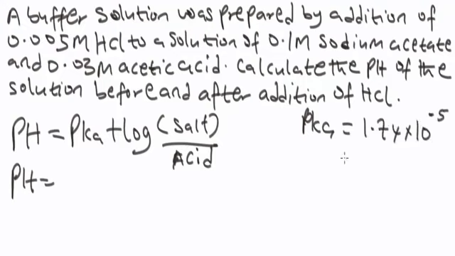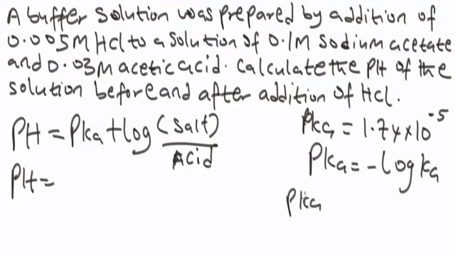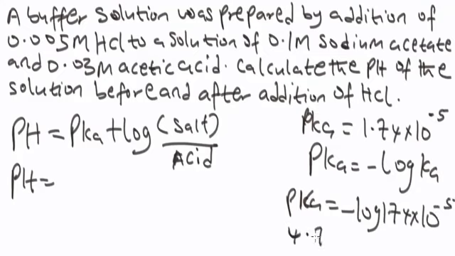Alright, so as usual, pK is the negative log of Ka. So the pKa will be negative log of 1.74 times 10 to the power minus 5. So let me simplify it in my calculator. Okay, so it's going to give us 4.759, which is approximately 4.76 if you are leaving it in 2 decimal places.